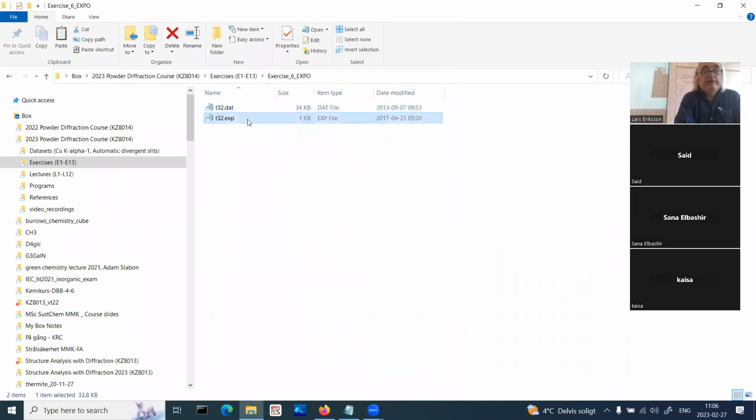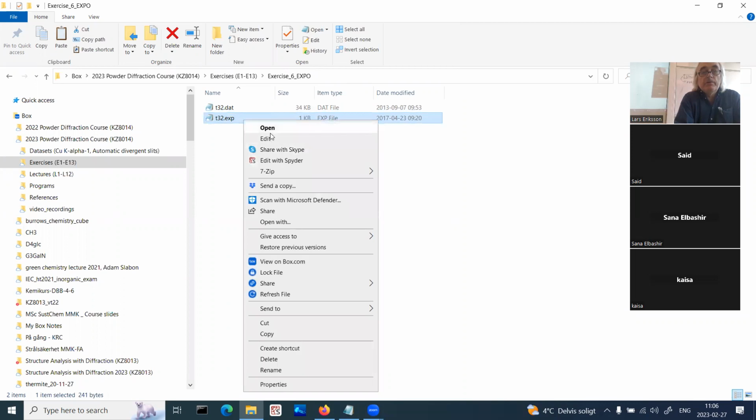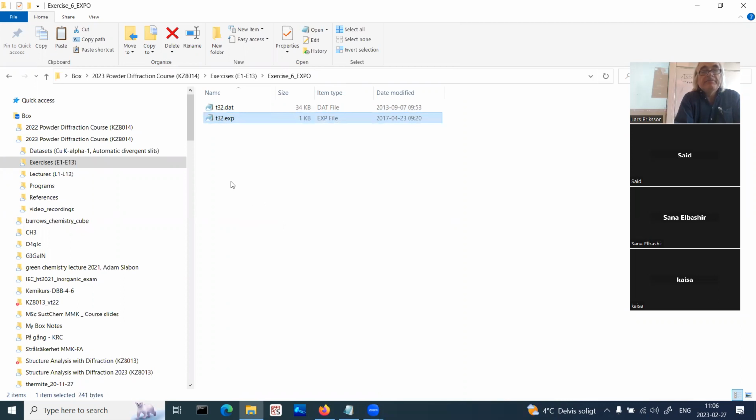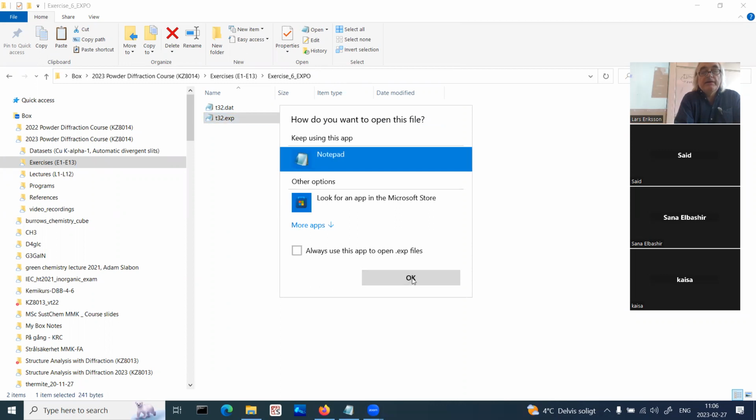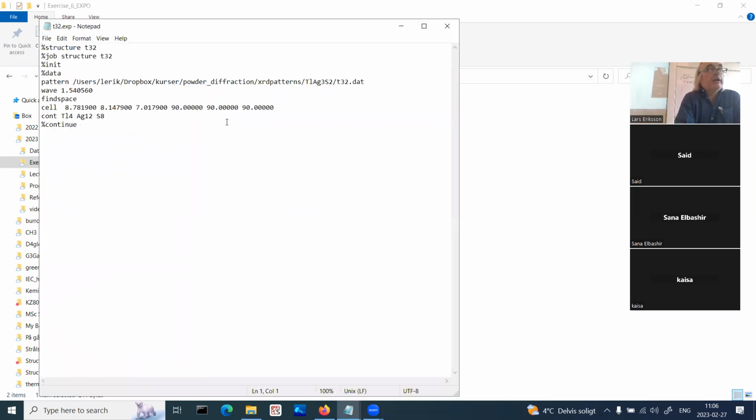Here I give a file, an experiment file for EXPO, and I would like to warn you about trusting EXPO files directly. If you copy this one to your computer, I can assure you it won't work, because have a look, structure T32, that is probably because the code name is T32, init data. Here it says that the pattern should be available at Users, Lyric, Dropbox, Kurser, Powder diffraction and so on. And you won't have this directory.